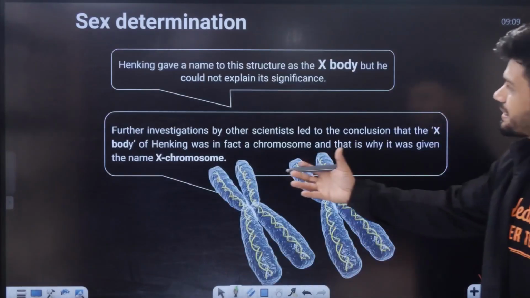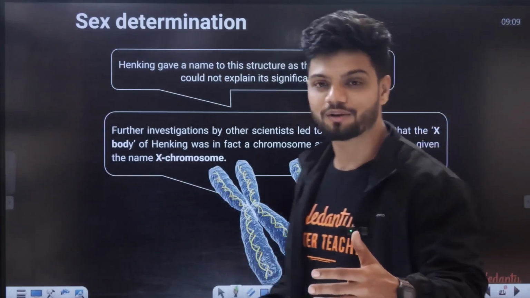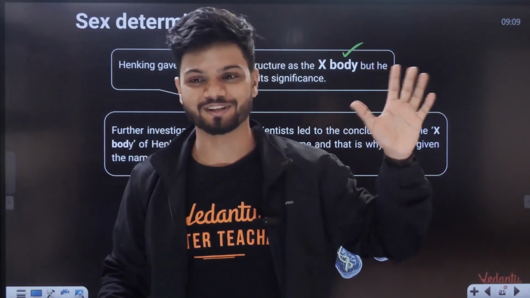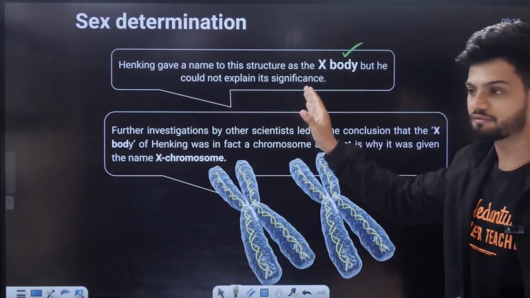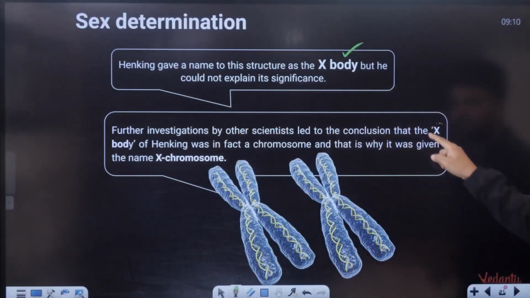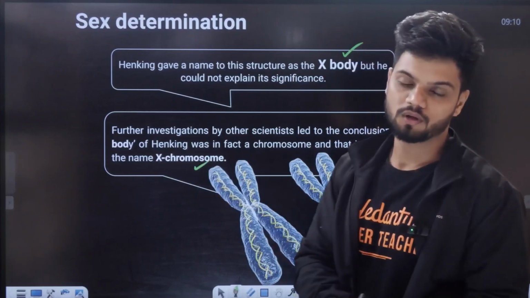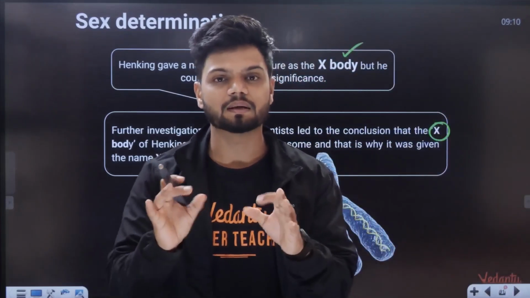Later he called it the X body, because if you don't know something in biology or maths, call it X. So he called it the X body but could not explain its significance. Further investigation by other scientists led to the conclusion that the X body was in fact the X chromosome. So Henking was a scientist whose main pioneer work was on sex determination.